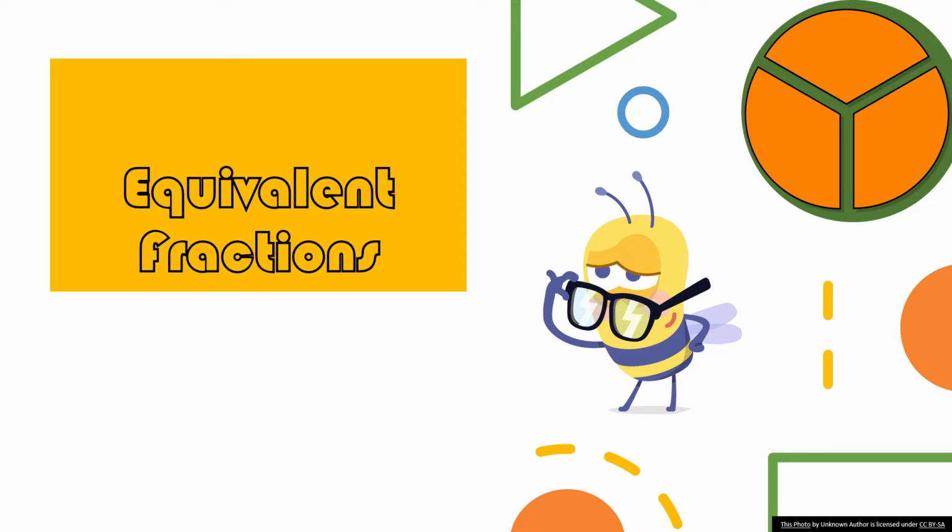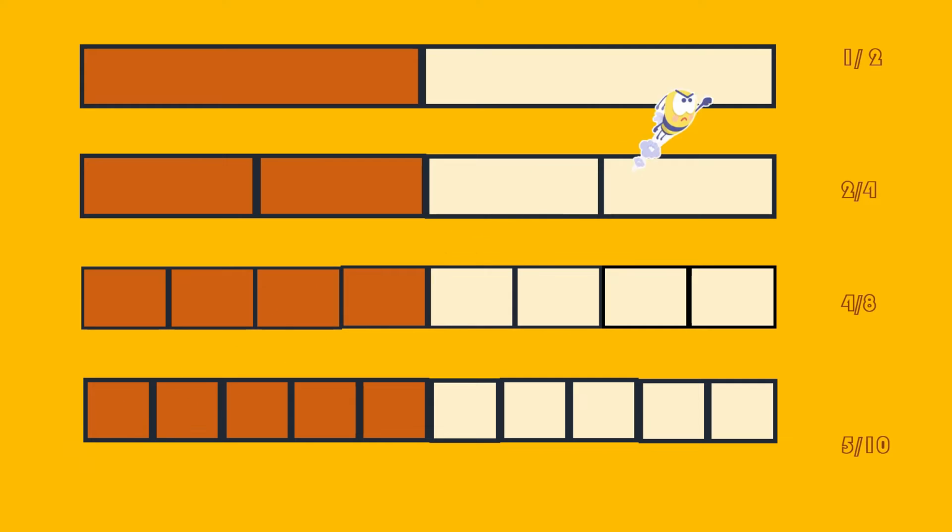In this video, we will learn what equivalent fractions are and how we can find them. Equivalent fractions are basically fractions that are equal. What does that mean? It means that the numbers you see in the fractions, the numerator and denominator, will be different, but the fraction actually represents the same amount.